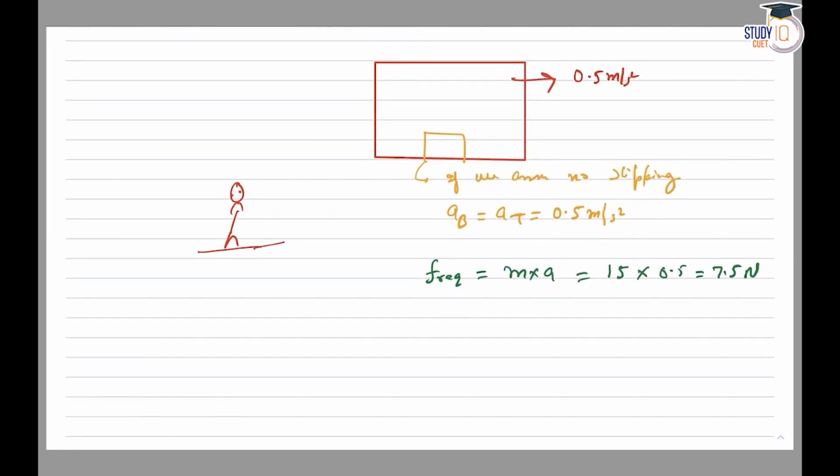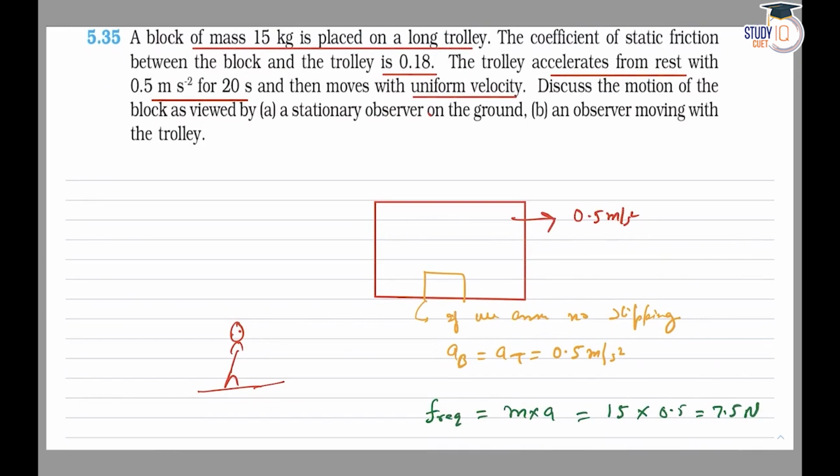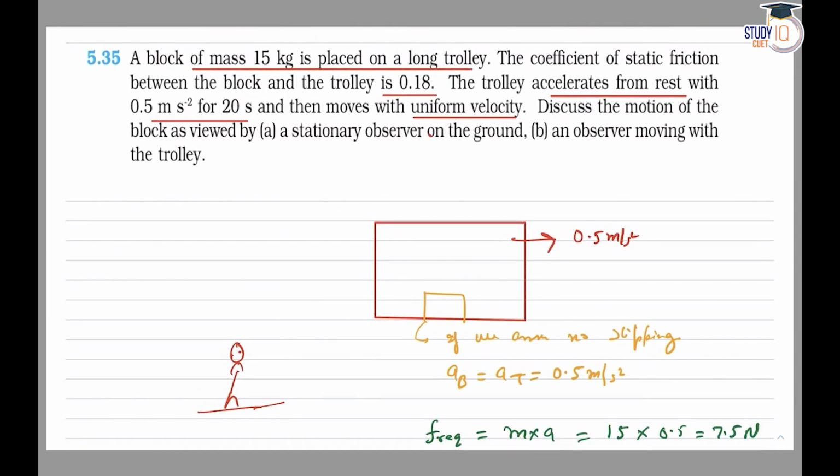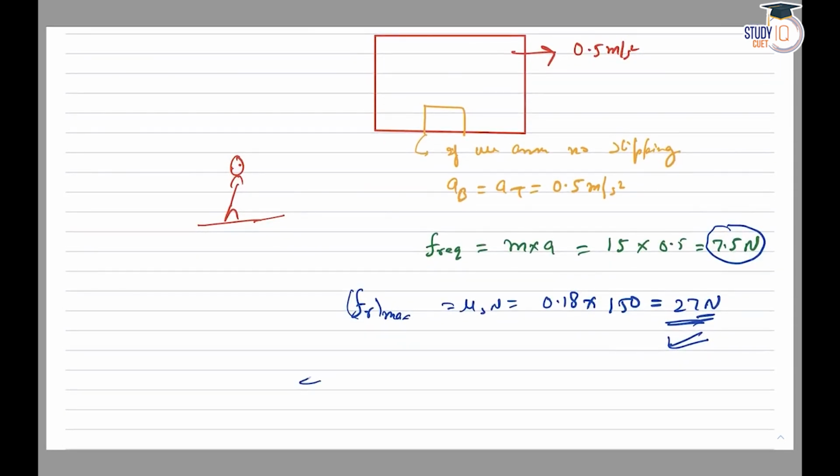Now find out the value of maximum friction possible. Friction maximum is equal to mu s into N. The value of mu s is given as 0.18, into normal, which is equal to 150. So from this we have maximum value of friction equal to 27 Newton. The required is 7.5, maximum availability is 27 Newton. So this is possible and friction will act.